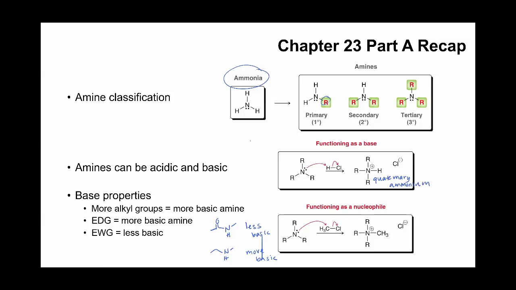So ammonia is going to be less basic compared to tertiary. This is more basic. So the extra electron density from those R groups are making that nitrogen more basic.